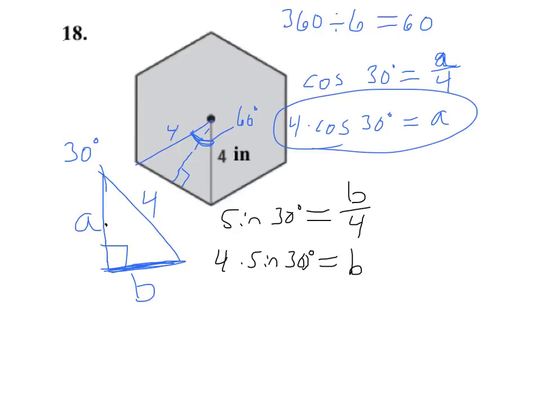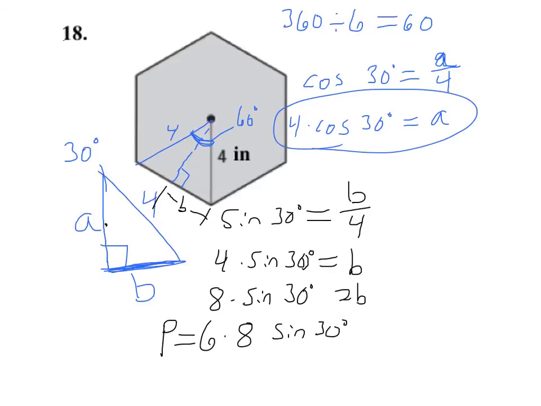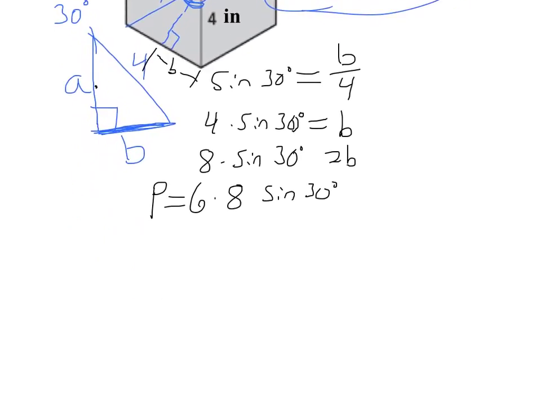Now, that is just one little part of the triangle. If I multiply it by 2, I'll have 8 sine of 30. And that will be the whole side length. But since there are 6 sides, I could multiply that by 6. So 6 times 8 sine of 30. And actually putting that together, that would be 48 sine of 30.